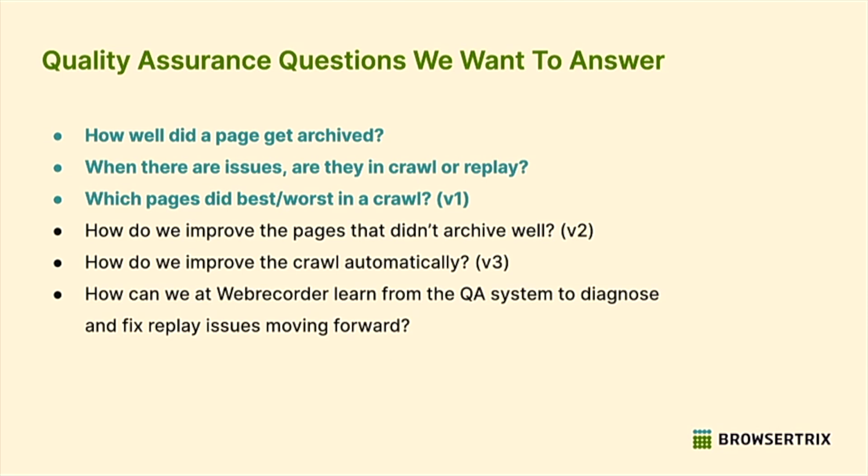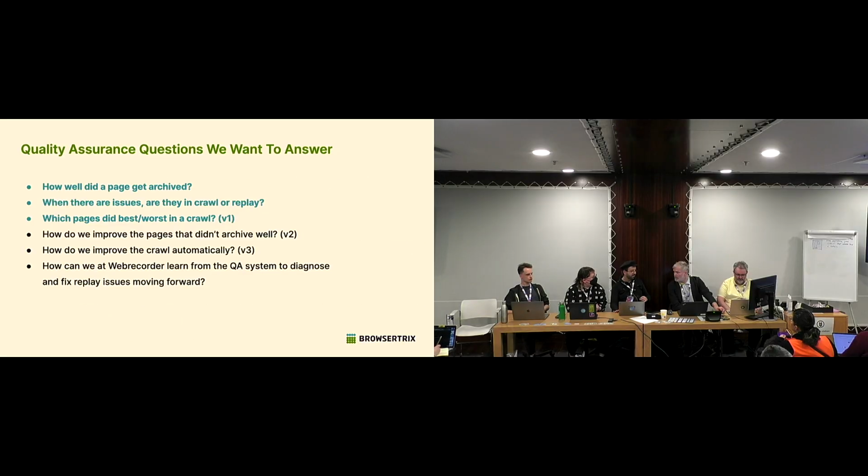And how can we, as Webrecorder and as a web archiving community, use QA systems like this to diagnose and fix replay issues? If we can flag replay issues at the moment that they're caught, that might save a lot of work of people having to file bug reports, and might make it a lot easier to create reproducible test cases for fixing those replay issues. Let's hand it off to Anders.